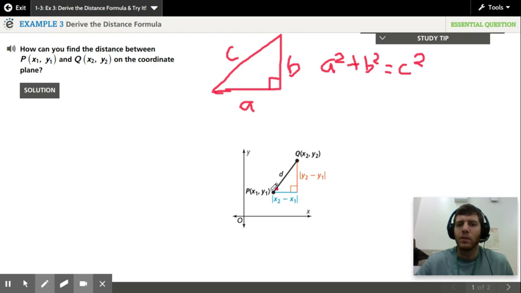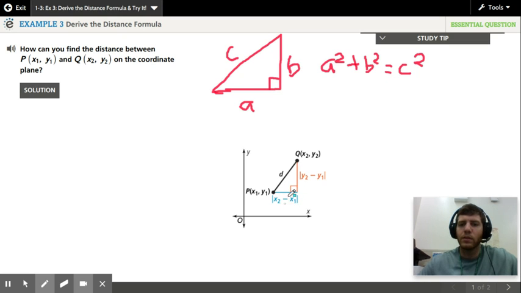So what they've already drawn out for us is a right triangle. The base of that right triangle is the horizontal distance. So to find the horizontal distance, you're finding the absolute value of the difference between the two x values. So our two x values are x1 and x2. So they did x2 minus x1. You could have also done x1 minus x2, right? Because you're taking the absolute value, so those distances are going to be the same. They're both going to be positive real numbers.